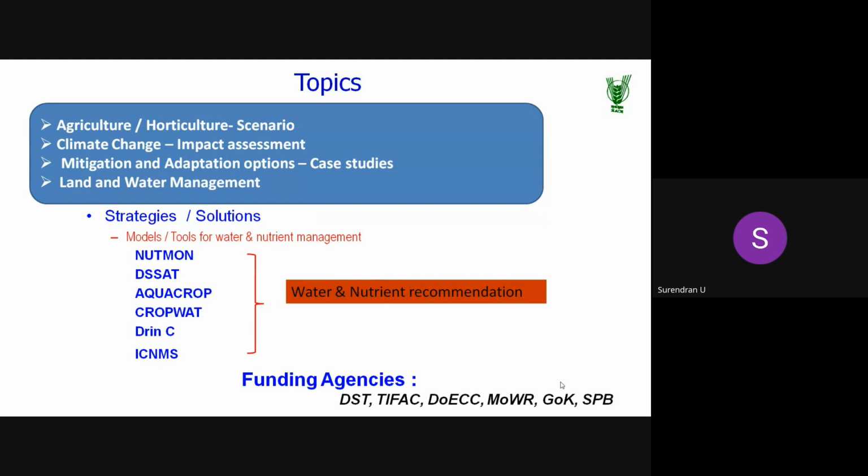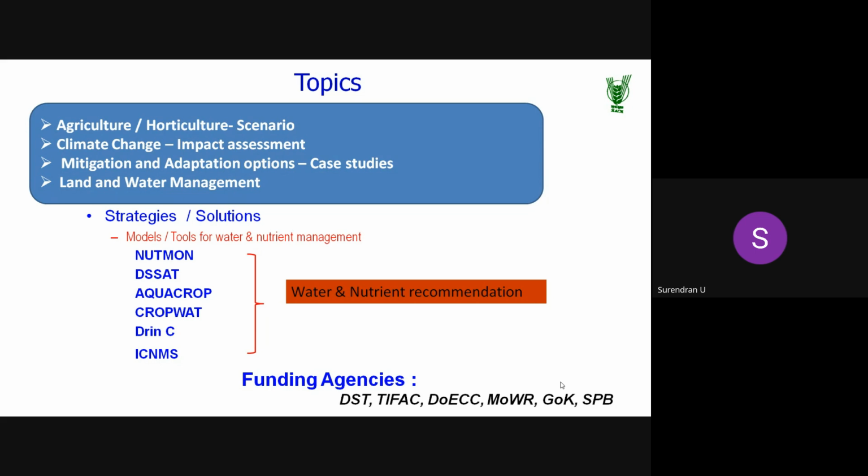And what are all the case studies, the few case studies which we have carried out, I will be presenting, and what are the strategies and solutions, especially with respect to the decision support systems which are commonly available, and most of them are free source software, or whichever we have developed, also I will be presenting. These are a few such decision support systems, like NatMon, a nutrient monitoring tool, then DSSAT, AquaCrop, CropWat, RINSEY, ICNMS, like that.